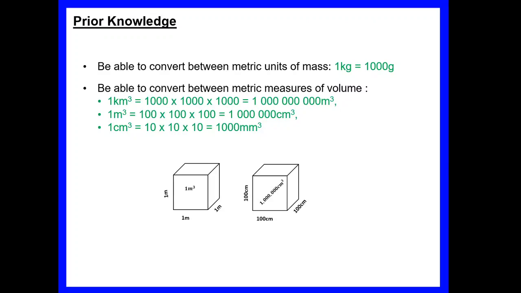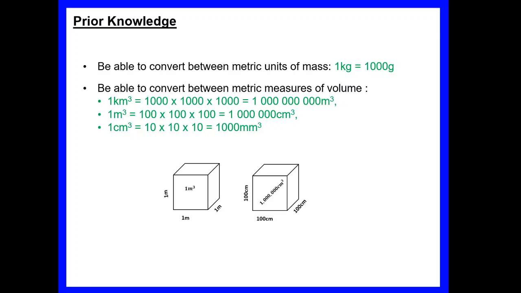Before we start, we need to check our prior knowledge. So we need to be able to convert between metric units of mass. So we need to know that 1 kilogram is equal to 1,000 grams. You also need to be able to convert between metric measures of volume. Now this is a little bit more complicated, so just make sure you look through that carefully. So 1 kilometre cubed is the same as 1,000 times 1,000 times 1,000, which is 1 billion metres cubed.